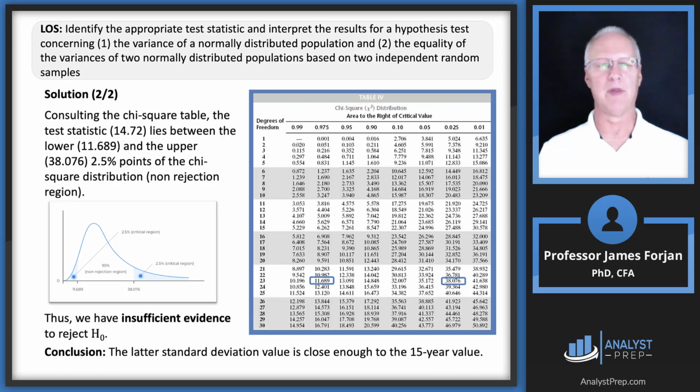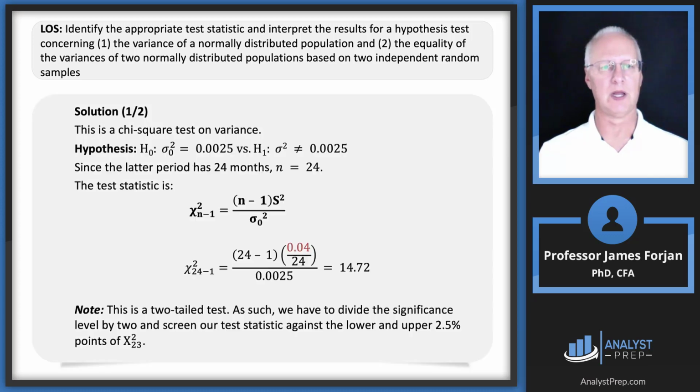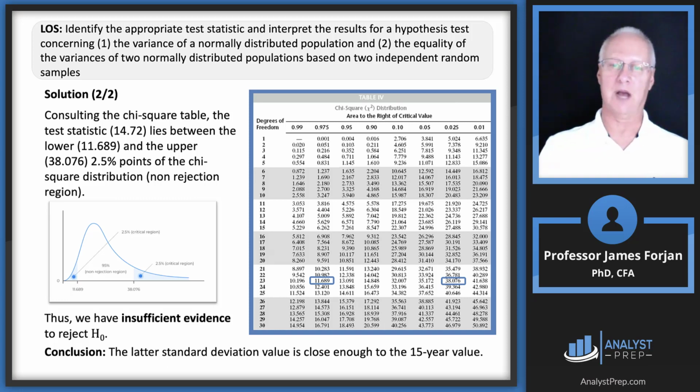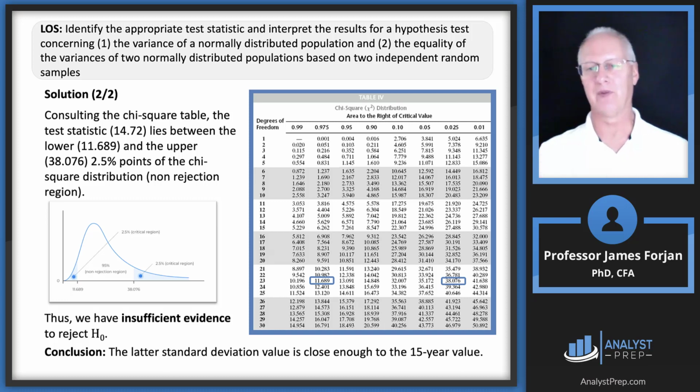And remember that the chi-square distribution is defined by just one set of degrees of freedom. So all we have to do is go down the left-hand column. So we hit 23, right? What did we do? We collected 24 months, so n minus 1 is 23. So at the 5%, we chop that in half, right? 2.5% on this end and 2.5% on that end.